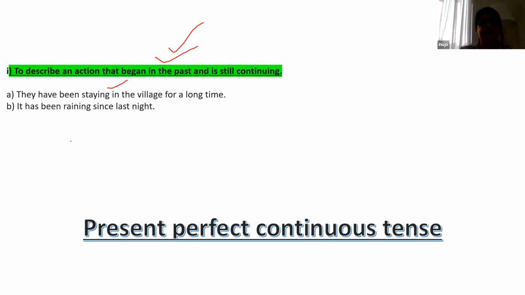Okay. Similarly, it has been raining since last night. This is a very, very important question, even from your examination point of view. It has been raining since last night. It is not in simple past or past continuous. It is a present perfect continuous tense. It has been raining since last night.